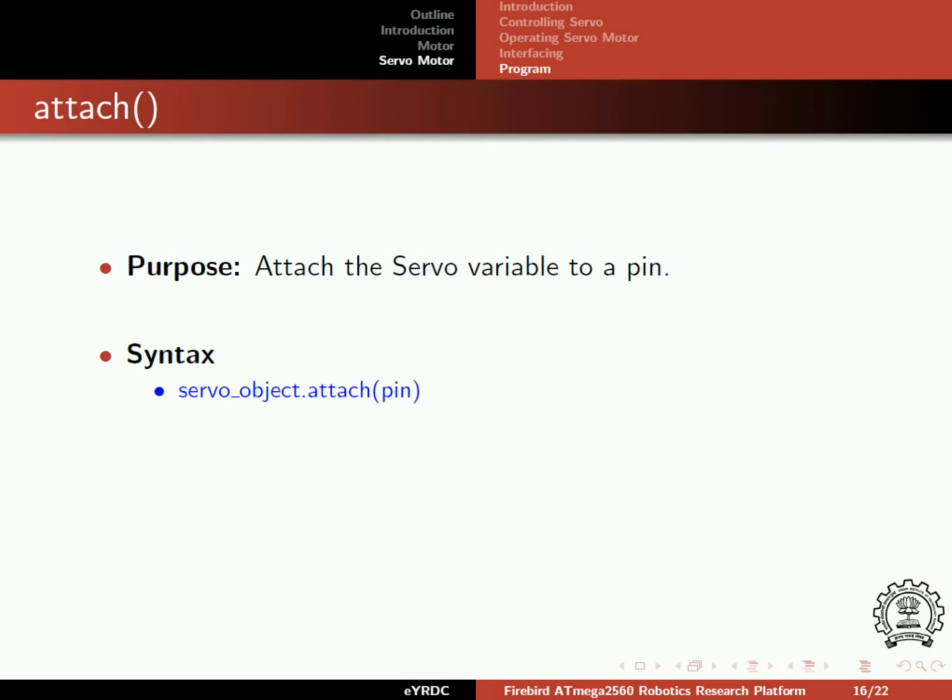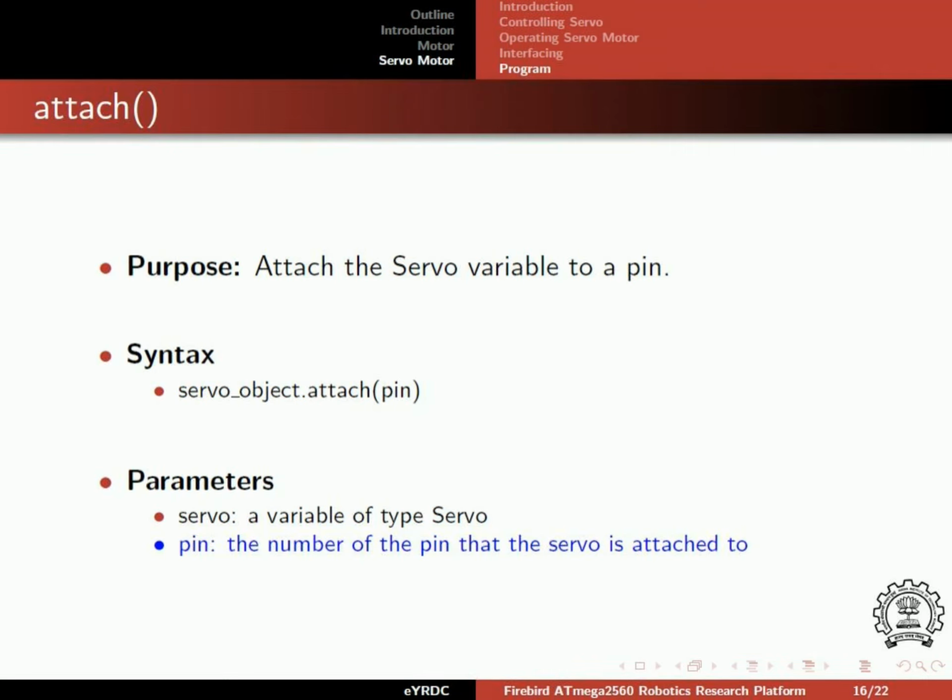Now, we shall understand the function attach, which is defined in Arduino servo library. Purpose of the function is to attach the servo variable to a pin. The function is called with servo object and parameter pin. This function has 2 parameters. First is servo, a variable of type servo. Other parameter is pin, which is the number of digital pin where the servo is attached.